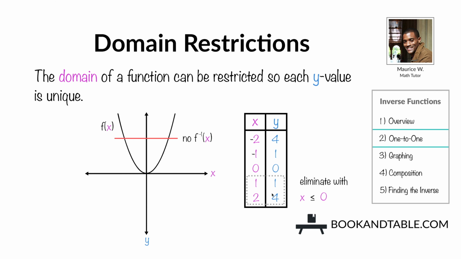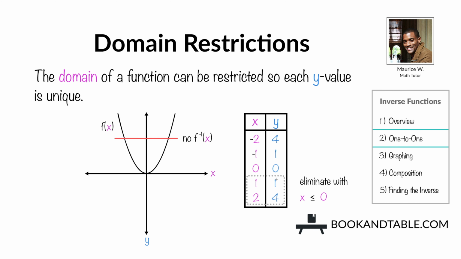Or if we eliminate these points, then our domain could be x is less than or equal to 0. And now that domain would have unique y values 0, 1, and 4. So for parabolas, we are going to find the point of symmetry and restrict the domain so that we wind up with unique y values. So that is the point of restricting domains.